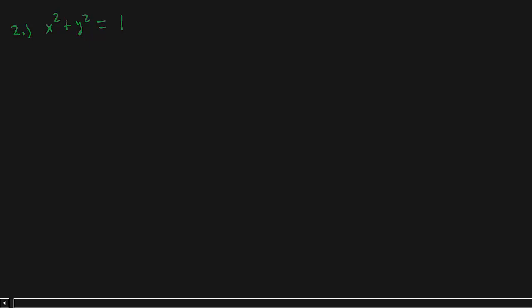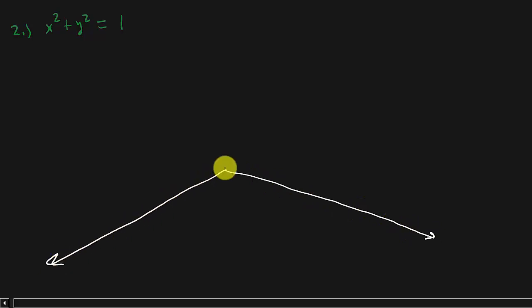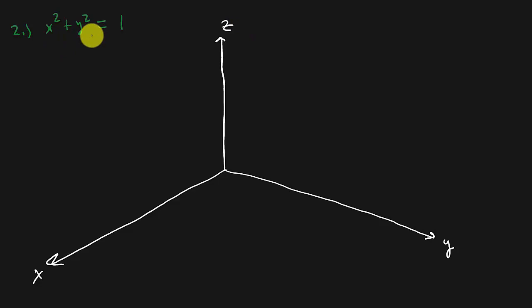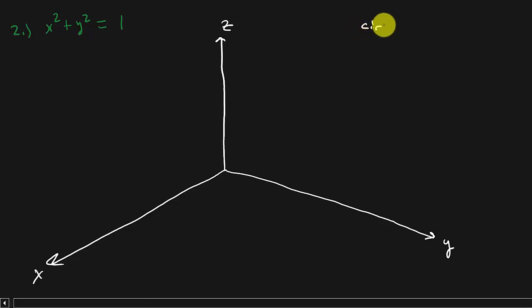All right. So, let's draw our x and y axis. Here's the y, here's your x, and there's your z. So there's x, y, and z. Now, what is this? Well, this is x squared plus y squared equals 1. That's a circle. So we know this is going to be a circle in the xy plane.